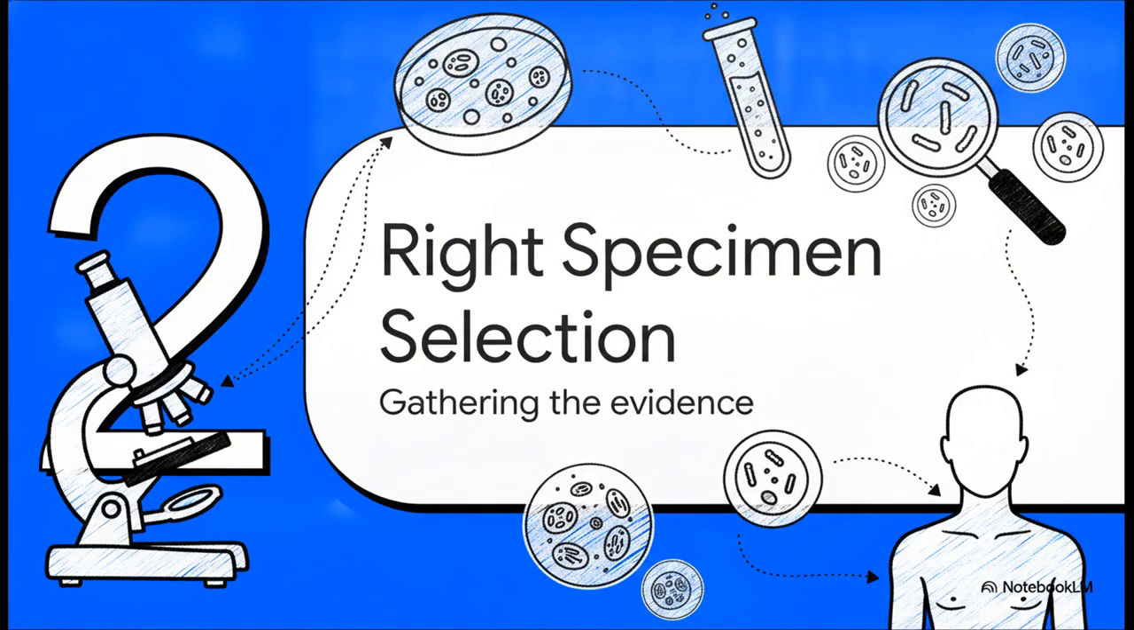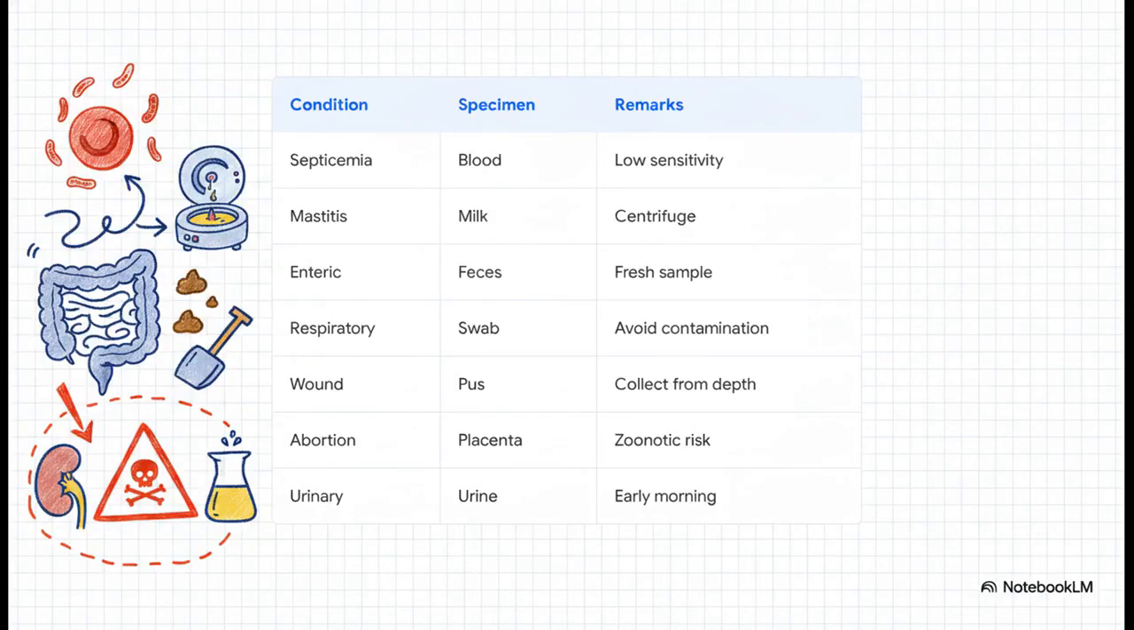Moving on to section 2, selecting the right specimen, gathering the evidence. Now, what's really fascinating here is that a microscopic investigation is literally only as good as the physical sample you collect. Different conditions demand highly specific evidence. For instance, suspecting septicemia, you need a blood smear, though keep in mind, it has pretty low sensitivity. For mastitis, milk is our go-to, and we might even centrifuge it to concentrate the bacteria.